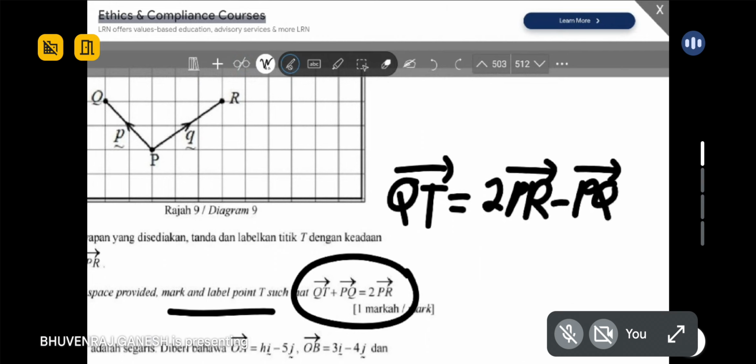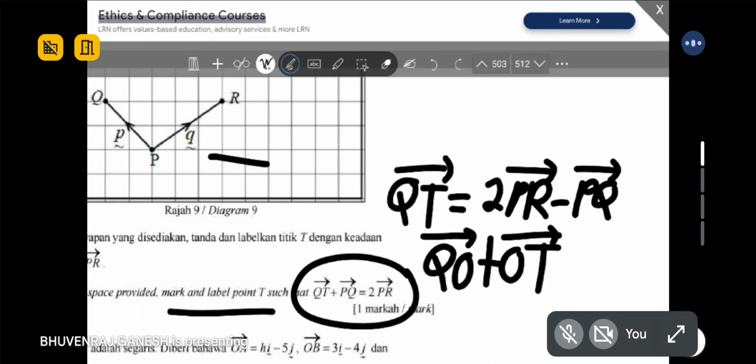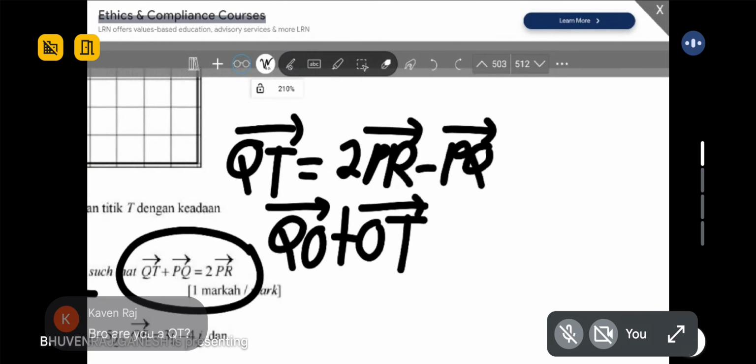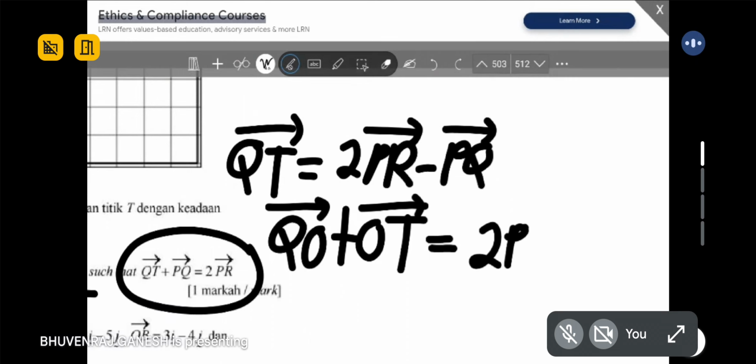Am I right? Okay, and then if I just want to find point Y, saya boleh pisahkan QT kan? QT I separate to become QO plus OT. So it's equal to 2PR.